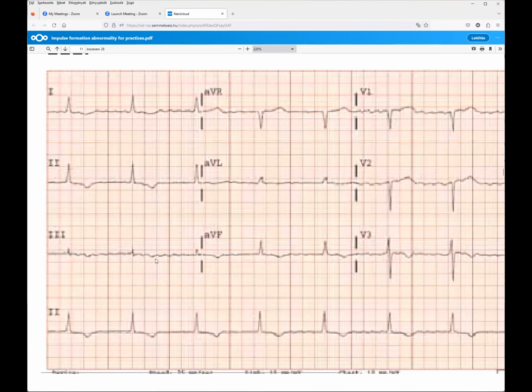Okay. Sorry, I have a question. That's very fast. Yes? For this one, would the P wave be following the QRS? No, this P is independent from the QRS complex. Completely independent. Right. Yeah. That's okay.